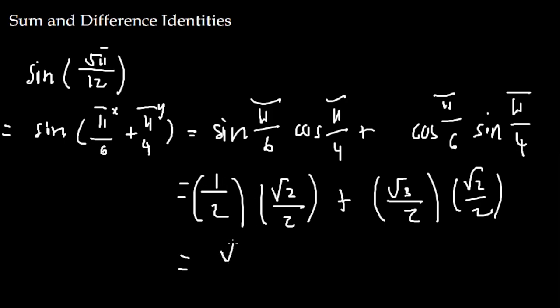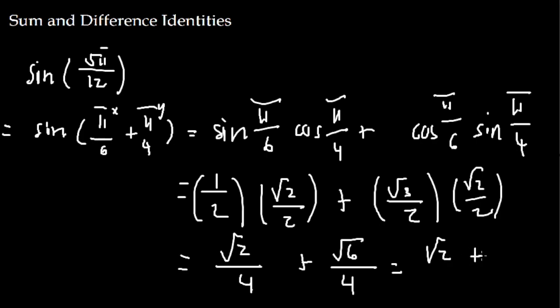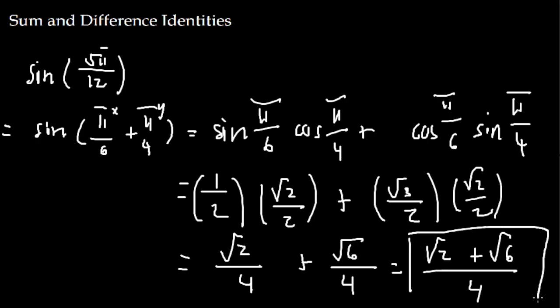1 times 2 is square root of 2. 2 times 2 is 4 plus square root of 3 times square root of 2 is square root of 6 over 4. Now we can write it as square root of 2 plus square root of 6 over 4. Now this is our final answer.